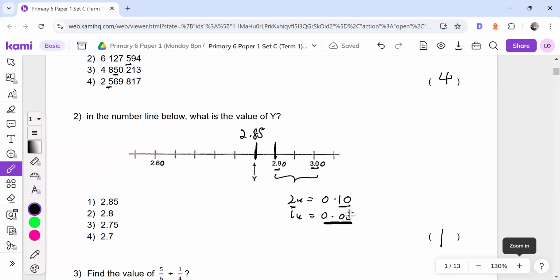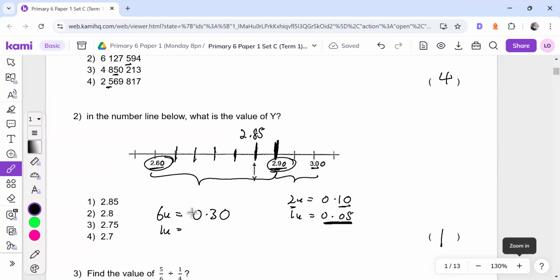Okay, so for this kind of question, what must you do? You need to count how many units are there. How many gaps are there? Like from 2.60 to 2.90, how many gaps? 1, 2, 3, 4, 5, and 6, right? 6 gaps. And then your 6 unit will be how big? You take 2.90 minus 2.60, you will get 0.30.